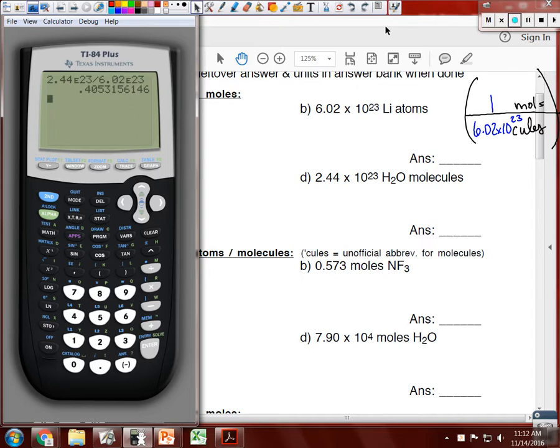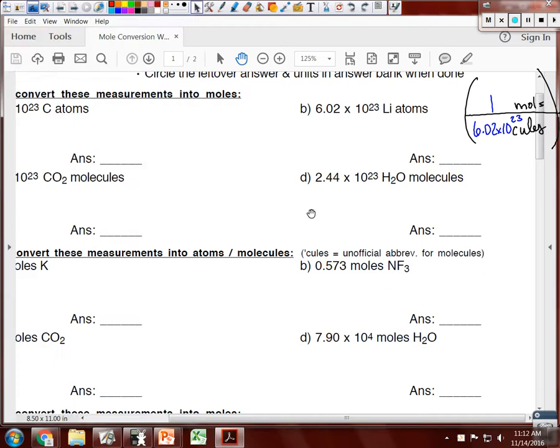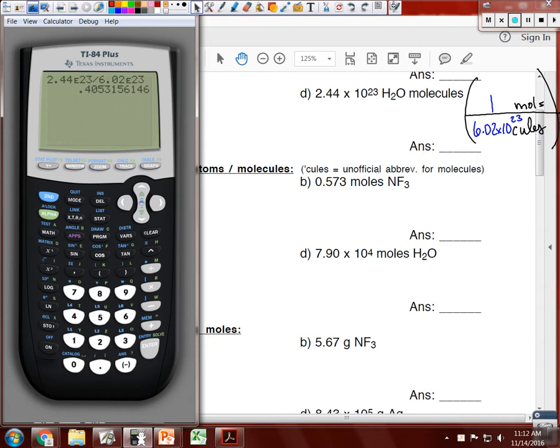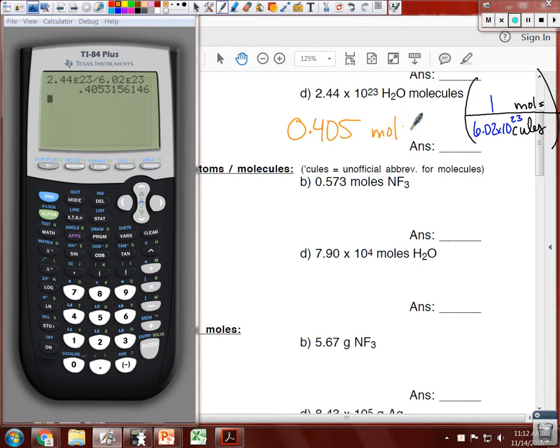So what would we round this answer to? Very good, 0.405. Let me scroll it down, make sure it's in the right place. Okay, and so it is 0.405 moles of H2O. Does that make sense? Okay.